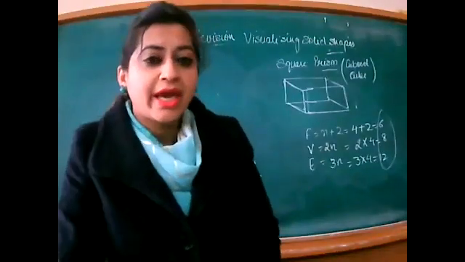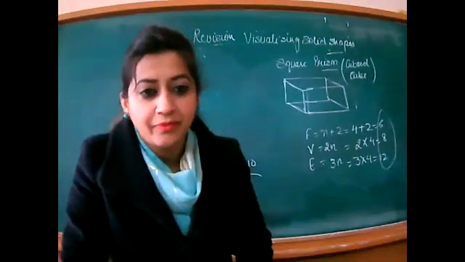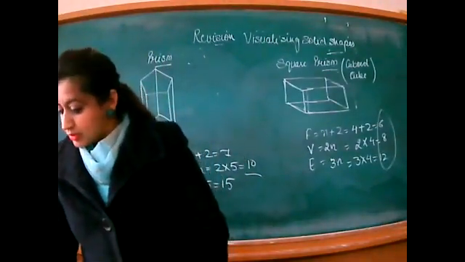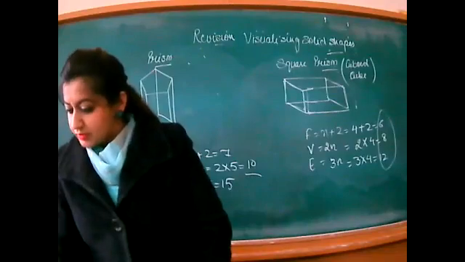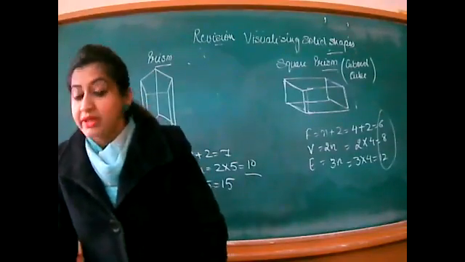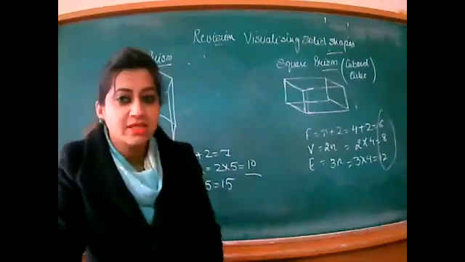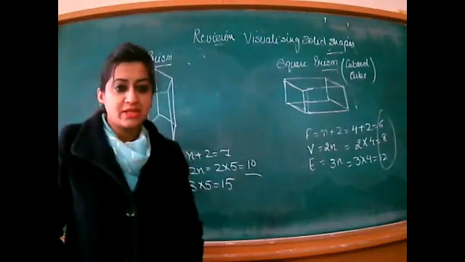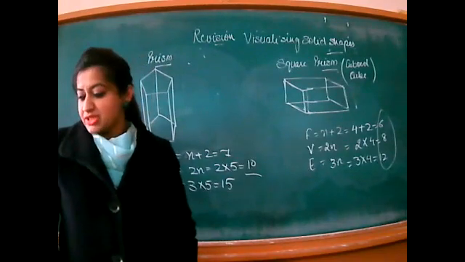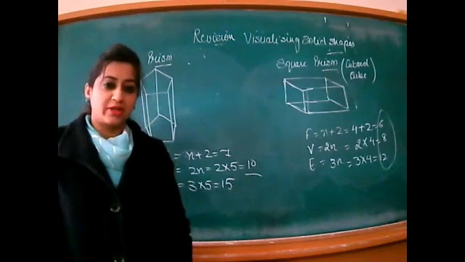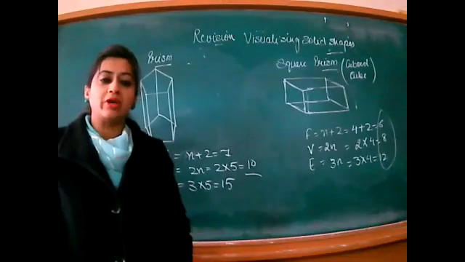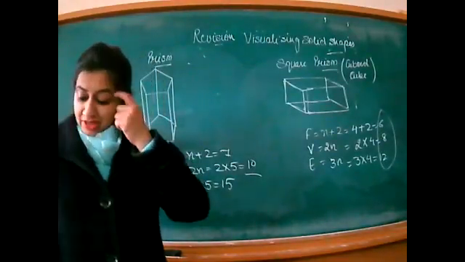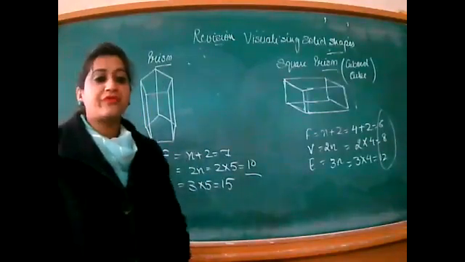Yes, write down. Can a polyhedron have 10 faces, 20 edges, and 15 vertices?